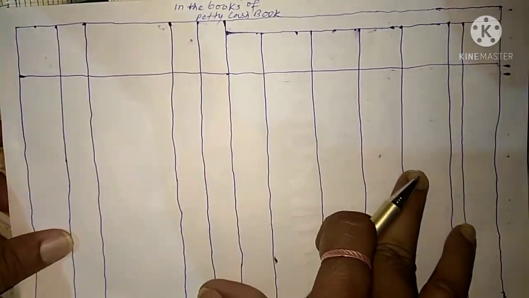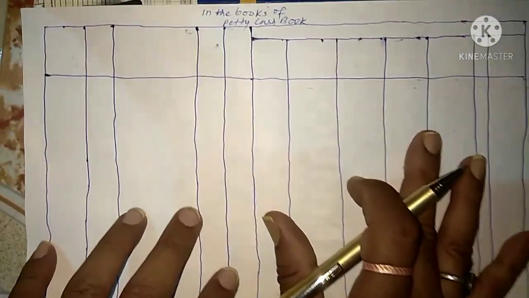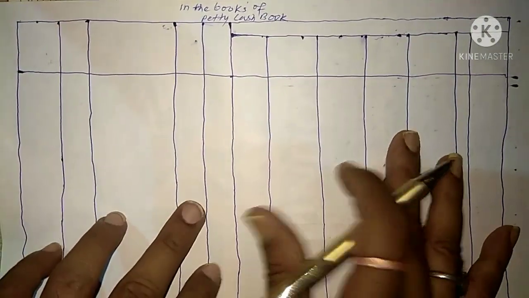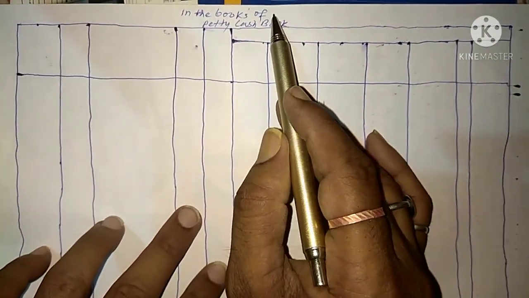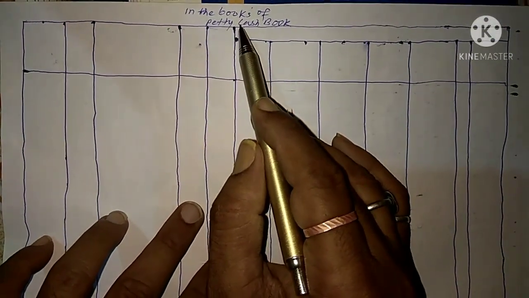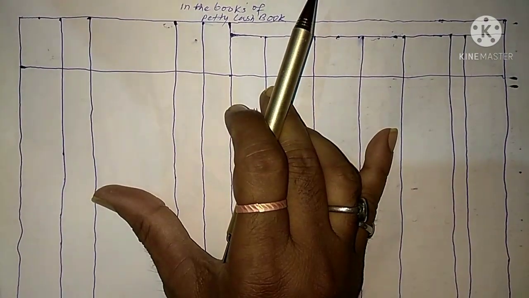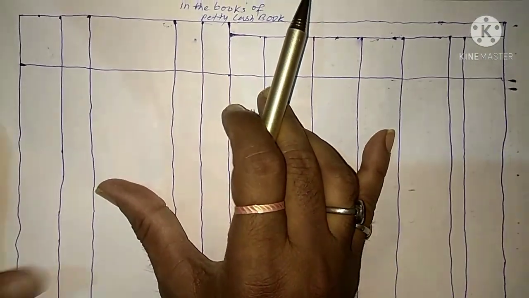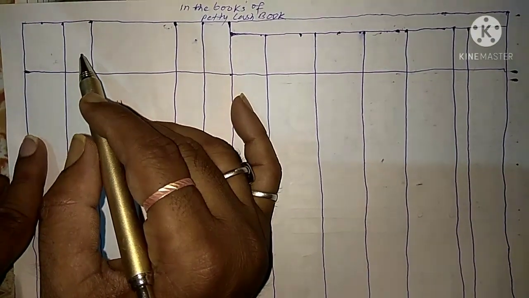Now these are the columns of the petty cash book. Here in the title we have to write in the books of, we have to write the name of the trader, and then below that we have to write the petty cash book. And now we have to write the names of the columns. So the first name, that is the amount received.